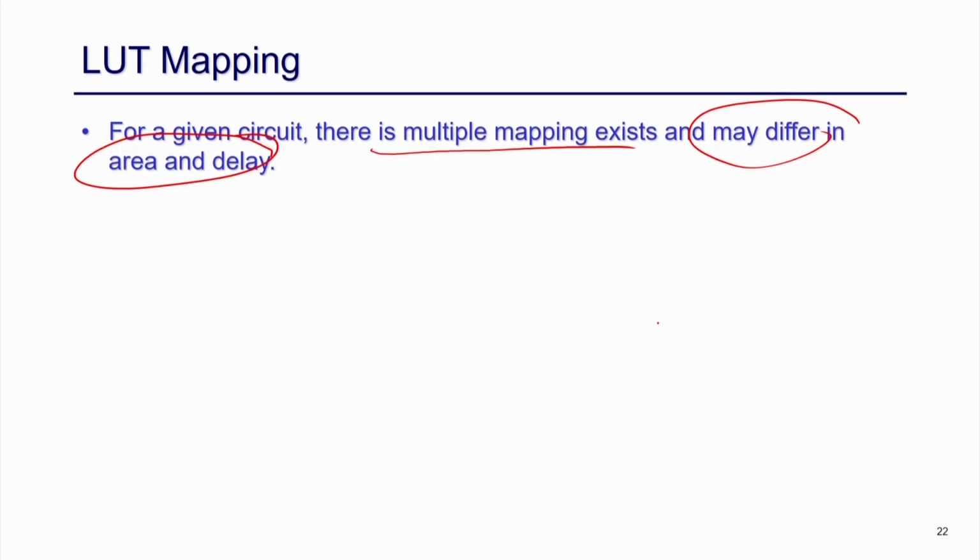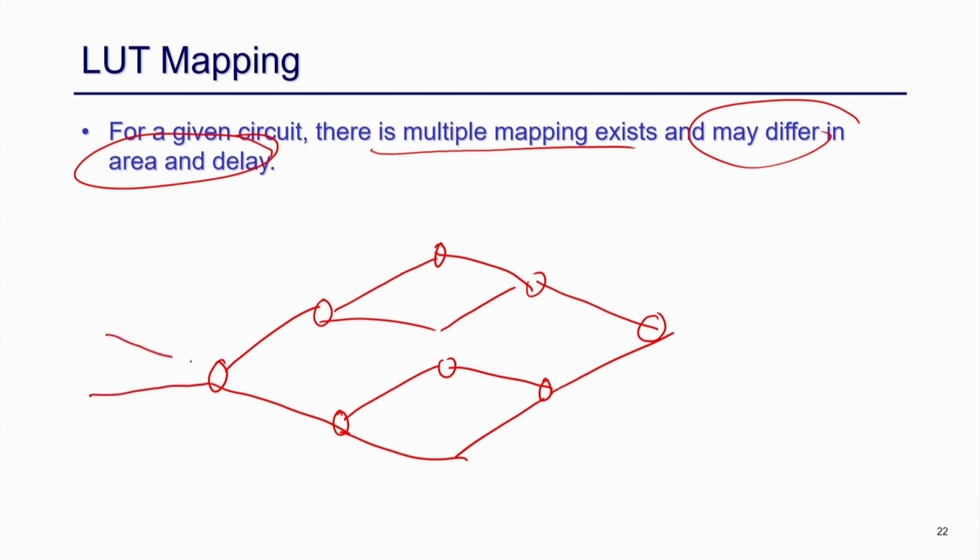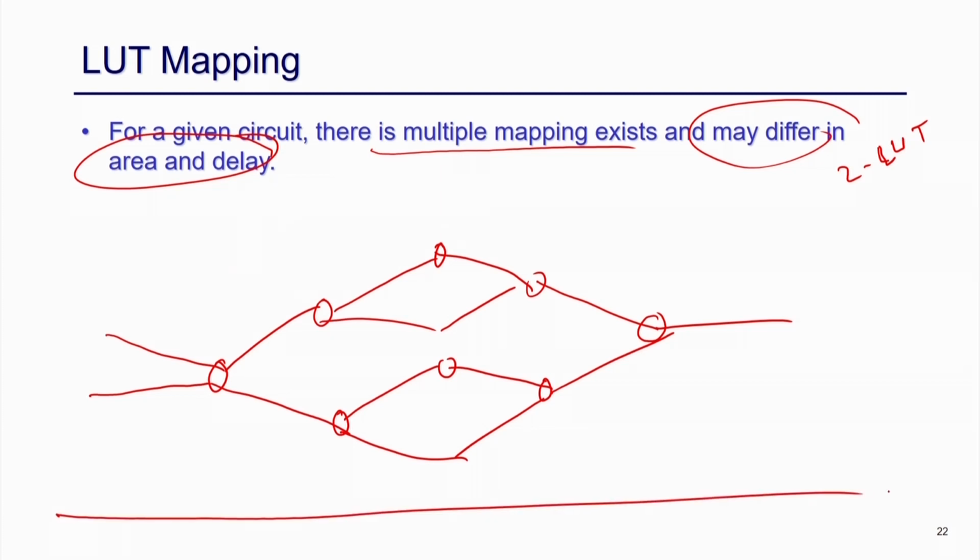And there is another important factor here. I will just give an example. Suppose I have this design, it is an interesting example. Suppose I have given you this structure and my LUT size is 2 input LUT. That means the LUT has only 2 inputs. So, how many LUTs are required to map this circuit, and what is the delay?